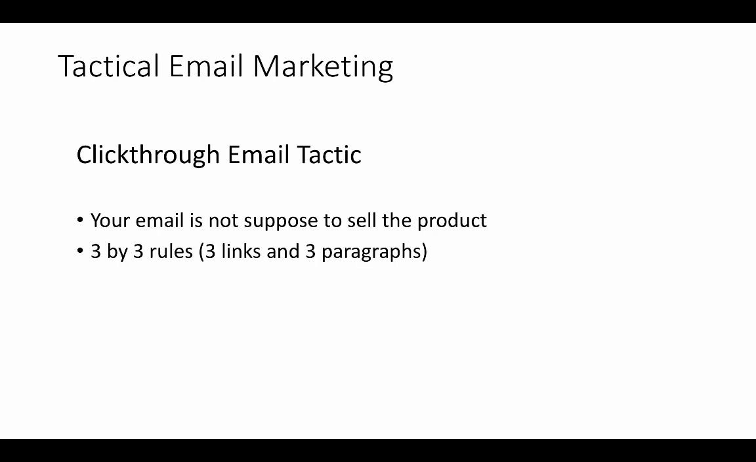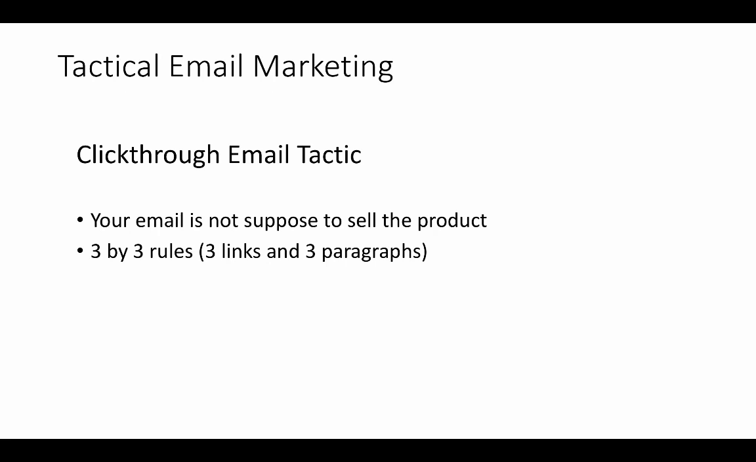Next, the 3 by 3 rule. 3 links and 3 paragraphs. This is how I usually write my email. It means that in the email, you should always have 3 links for them to click. They all go to the same link. It goes to the offer, but they should have 3 places to click in the email. And I usually go with 3 paragraphs.